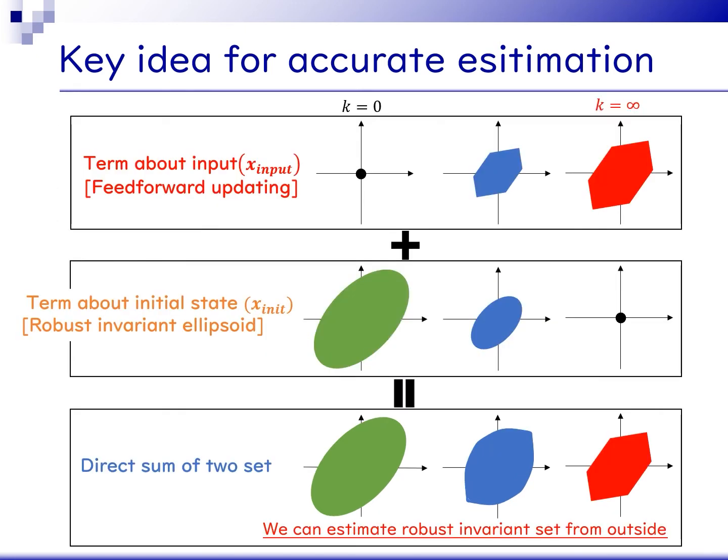Since the switching system is in a field of linear systems, the direct sum of the input set and the initial state set can be regarded as a robust invariant set for each k. When k gets larger, a smaller invariant set can be obtained. We can estimate the robust invariant set from outside. When we set k as large as possible, a small set can be obtained from this sequence.